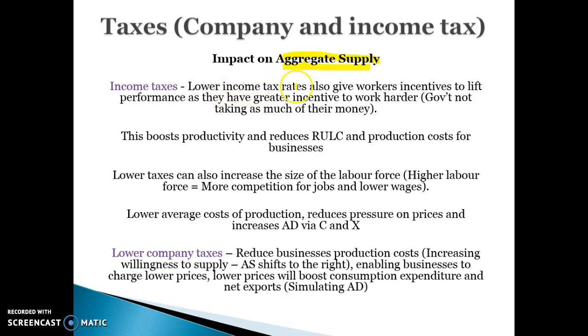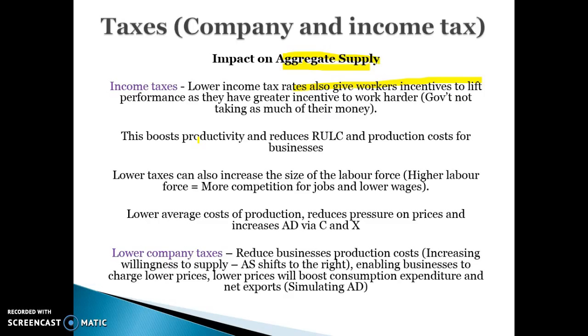And the reason for that is that it gives workers an incentive to work hard and lift their performance. So, for example, if I knew that I was going to get taxed on overtime at 40%, say I was working my old job at Australia Post, then I might not work that extra hour because I'm only going to get to keep 60% of the money. But if taxes were low, like 20%, then I'd be more willing to work that extra hour.